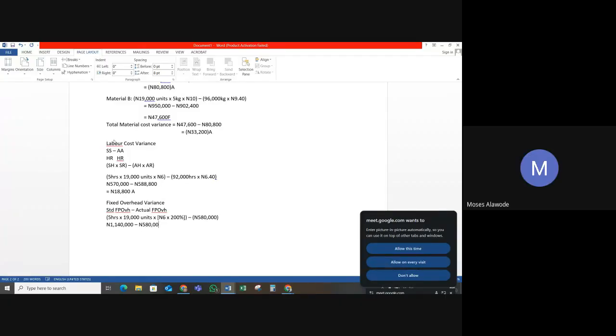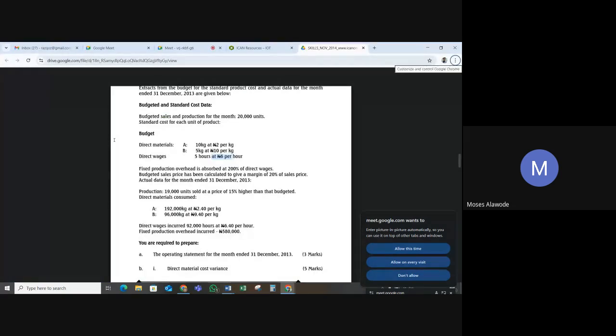Are we using standard fixed production overhead or budgeted fixed production overhead? We are using standard. In total, the cost is standard. If we were to use budgeted, they would give you your budgeted fixed production overhead absorption rate or your fixed production overhead cost. Are we given that? No, sir, we are not given the fixed production overhead cost. So that means our budget here is our standard.